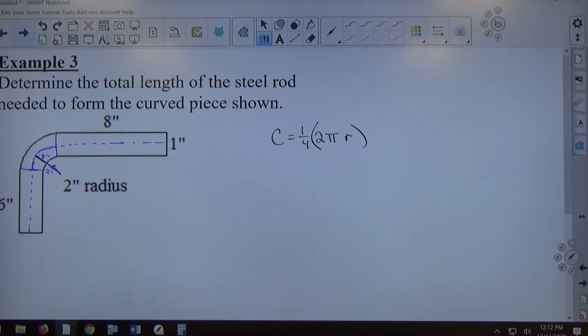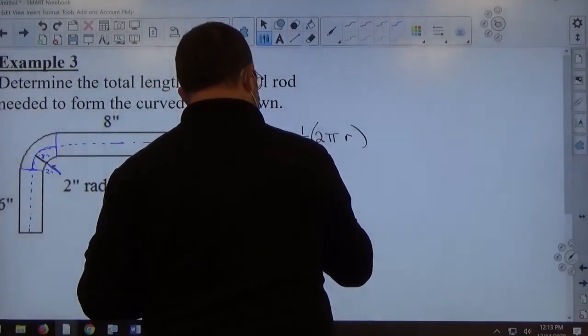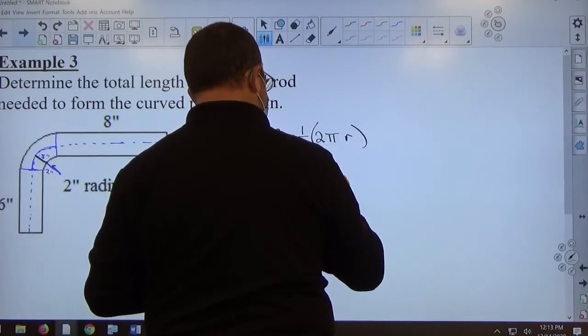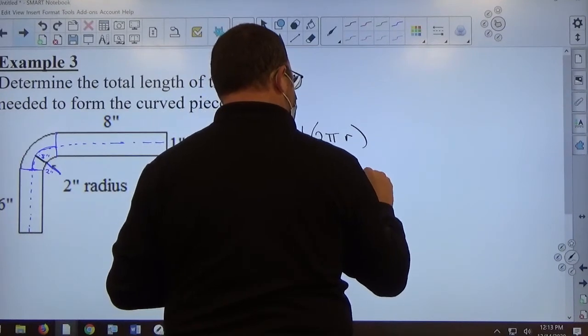So if I'm looking at this circle, the radius I'm going to use is going to be 2.5 inches. Again, 2-inch radius to the edge here, an extra 0.5 inches to get to the midline. All right, so the length of the quarter circle there is going to be 1/4 times 2 pi times 2.5.